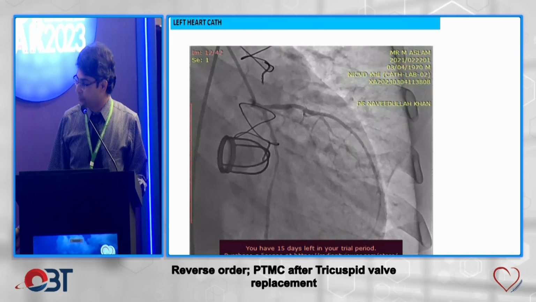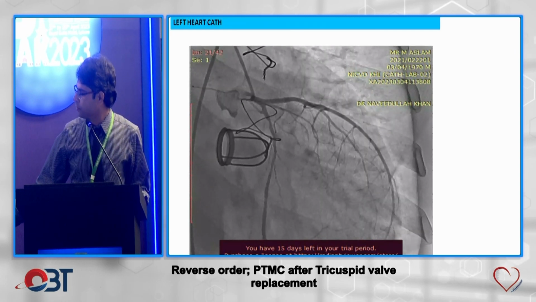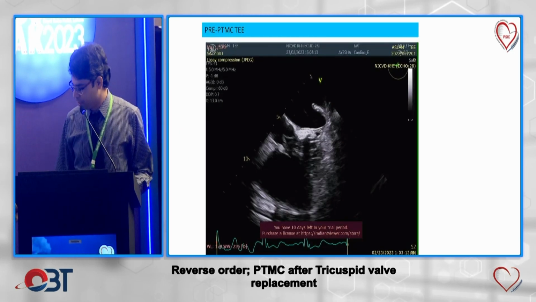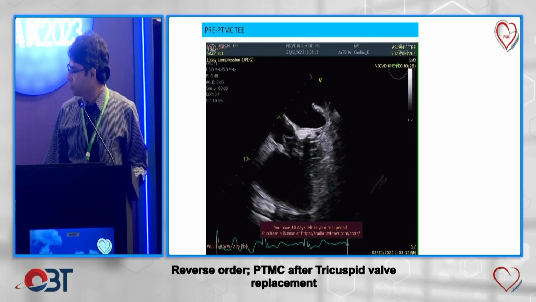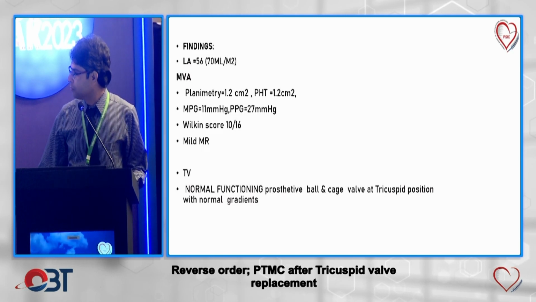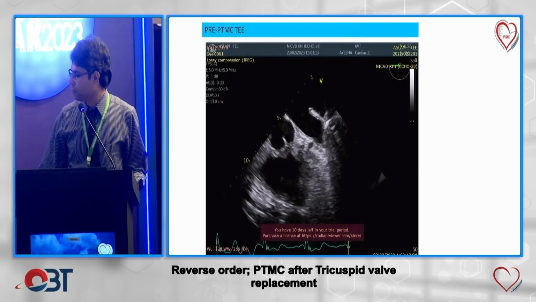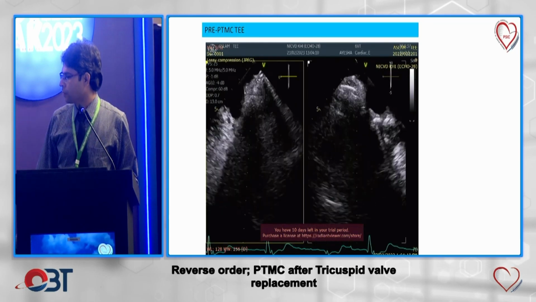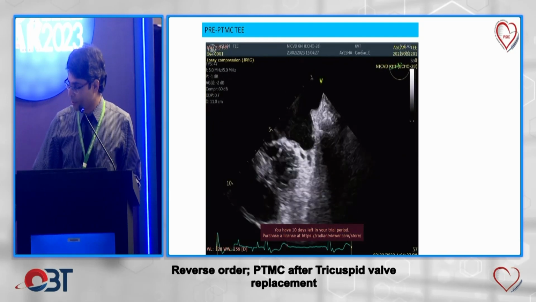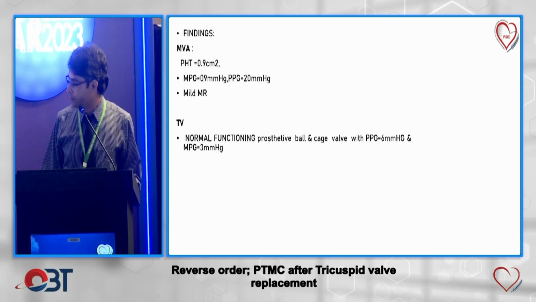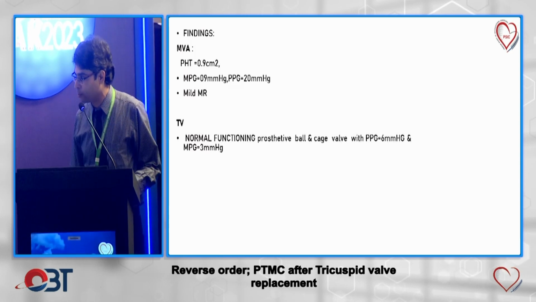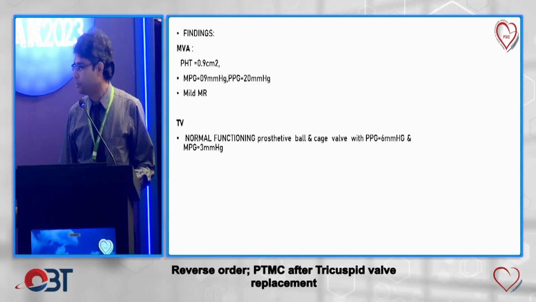The TEE was done. It revealed an area of 1.2 with a gradient of 11 mmHg with mild MR. And there was a normally functioning tricuspid valve at the tricuspid position with a mean gradient of 3 mmHg.